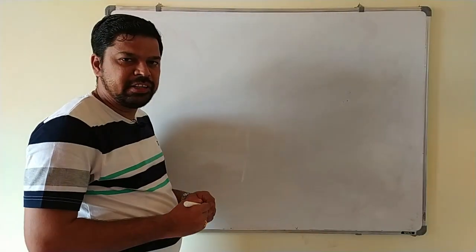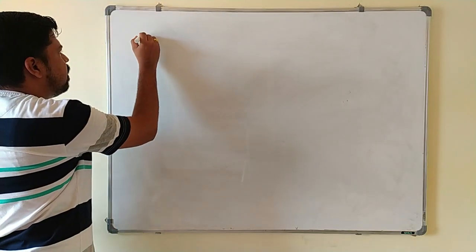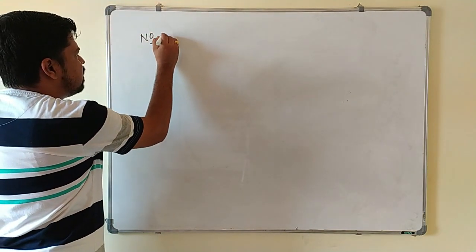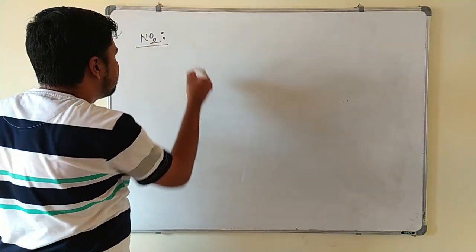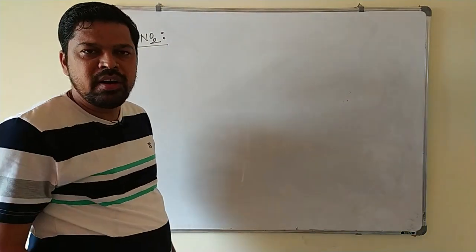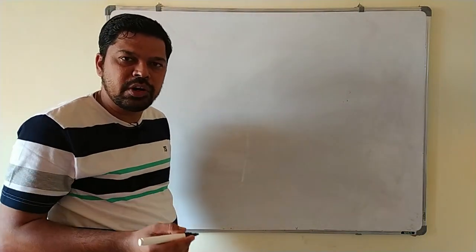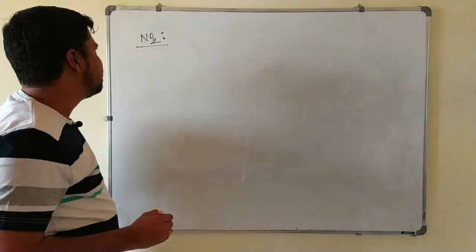The next one we will write that is NO2. This is very, very important. In NCERT there is a question from this oxide. Why does NO2 undergo dimerization? Because NO2 is an odd electron molecule. We will see that one.